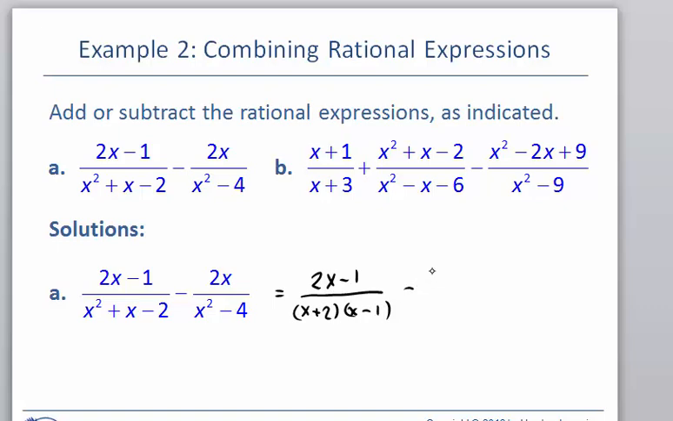All right, let's look at our second term. We're going to leave the 2x on the top, and we're going to factor the bottom. x squared minus 4 we know is the difference of two squares. So it'll factor into (x minus 2)(x plus 2).